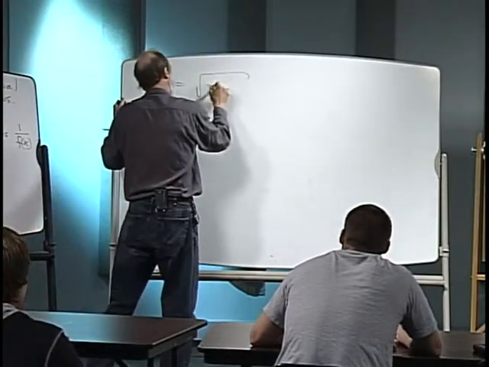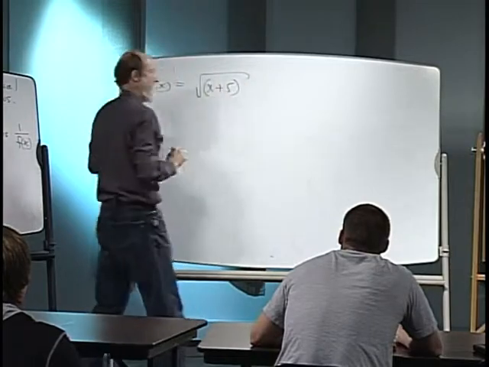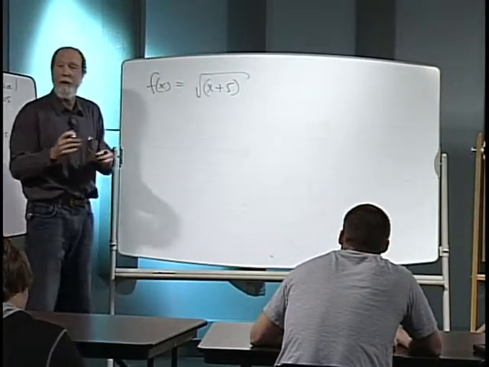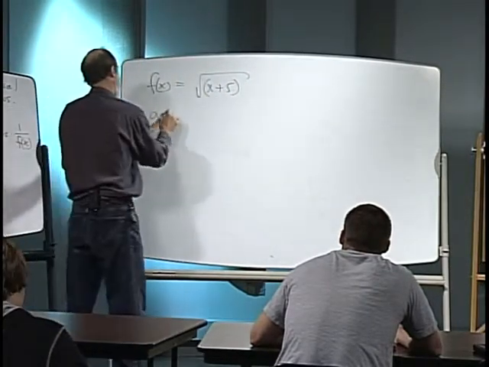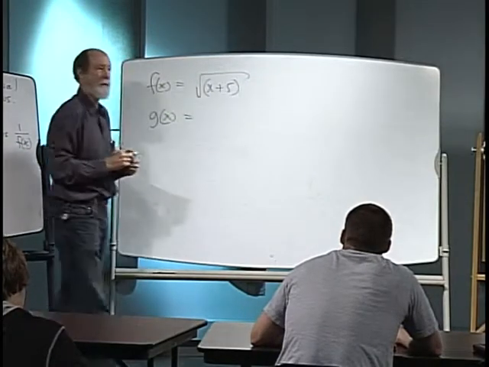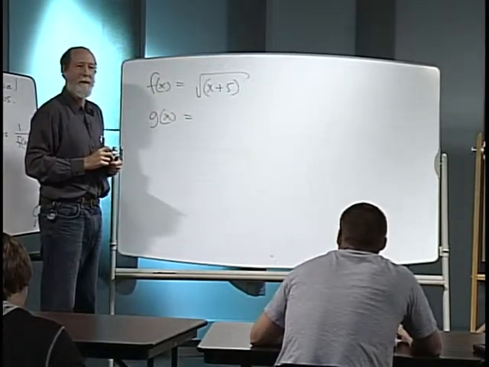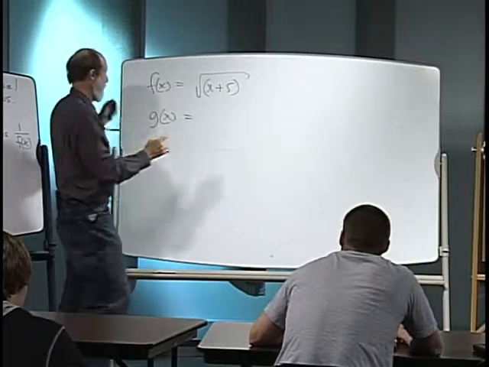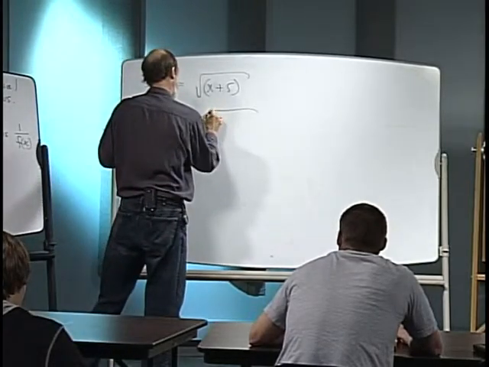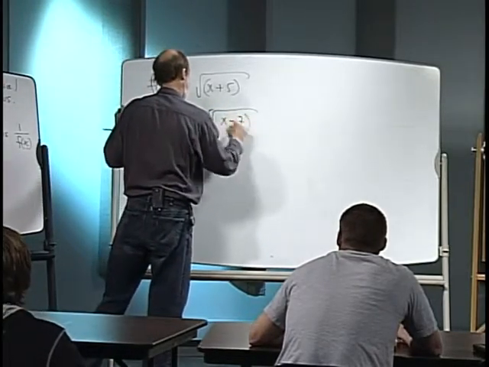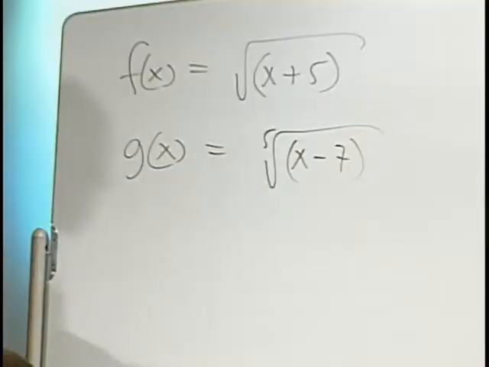Square root of x plus 5. Good. Somebody else give me a different function. Let's call it g of x. Fifth root of x minus 7. Oh man, fifth root. Fifth root of x minus 7. Okay, this is getting complicated.